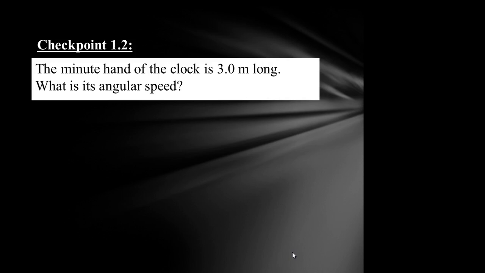The minute hand, you know what the minute hand is, right? Of a clock is 3 meters long. So this is one of those gigantic clocks. What is the angular speed of the clock? To know that, you need to know how long the minute hand takes to go around the clock. Is it 1 minute? It's not 1 minute, right? How long does the minute hand take to go around the clock? 1 hour. So it's 60 times 60 seconds.